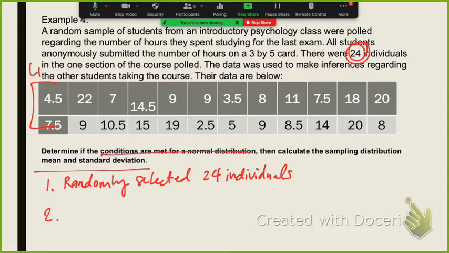Well, the second condition was just, is it greater than 30? Well, it is 24, but it's not greater than 30. So we're learning in this section, what if it's not greater than 30? How can we check if it's normal or not? So we're actually going to create a graph. But for now, we're just typing in the data points. Yeah, type them all into L1. I know it's in 2 rows, but they all need to go in list 1.